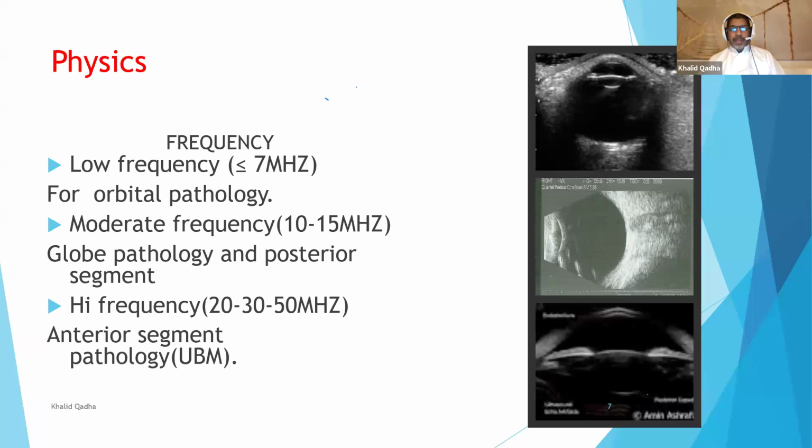For the high frequency, between 20 up to 50 megahertz, usually it's for the UBM, the ultrasound biomicroscopy. And from there, you can tell that the higher the frequency, the lower the depth and penetration, but more resolution and more detail you see of the organ.